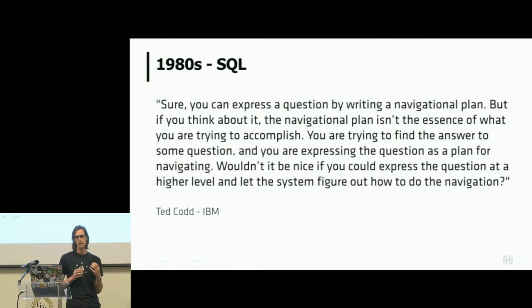And it was when Ted Codd from IBM, who was acclaimed as the inventor of the relational database structure, he was having a chat with him, and he said, sure, you can express a question by writing a navigational plan, but if you think about it, the navigational plan isn't the essence of what you're trying to accomplish. You're trying to find an answer to some question, and you're expressing the question as a plan for navigating. Wouldn't it be nice if you could express the question at a higher level and let the system figure out how to do the navigation?